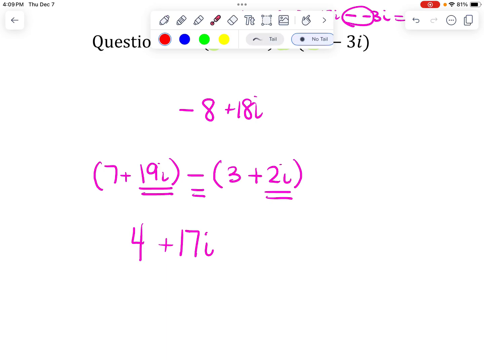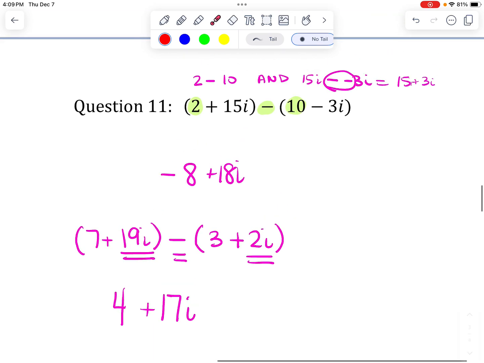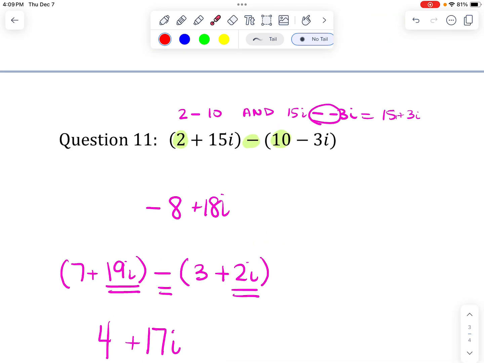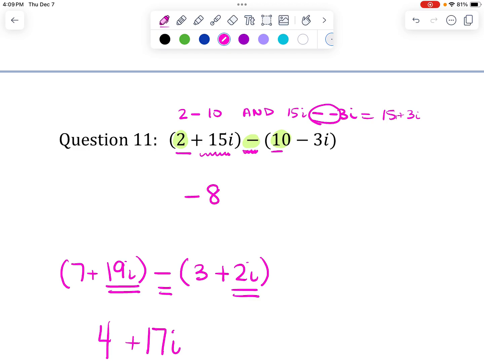So sometimes they're pretty straightforward because it's just 7 minus 3 and 19 minus 2, so pretty easy. And sometimes there's a little bit of a challenge when you see additional work. So again, 2 minus 10, negative 8, 15i minus negative 3i. And again, you can type that all in the calculator. But remember, the i's can't be typed in the calculator, so essentially you're just working with the numbers out in front. So 15 minus negative 3 is 18 with the i.